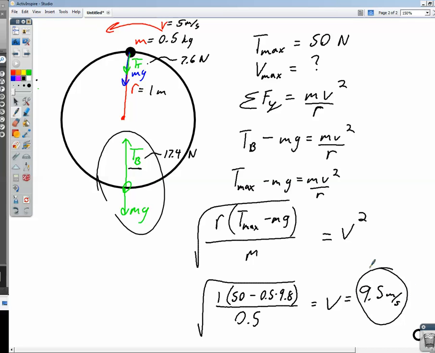And again, in the context of this problem, makes sense. The minimum velocity was 3 point something. I don't know. It was less than 5. And we just did a problem with 5, where the tension was 17.4, and now we have a maximum velocity of 9.5, if the maximum tension in the string is 50.